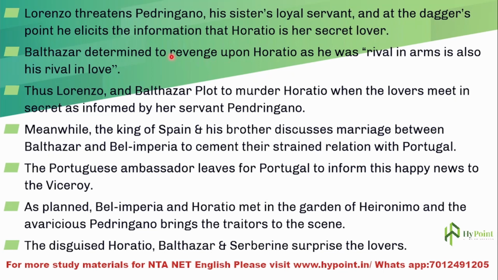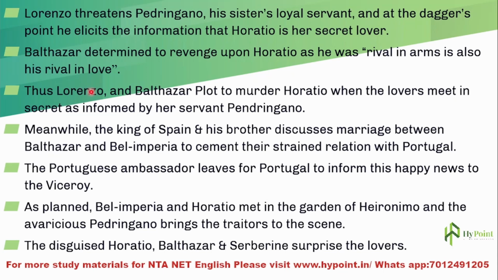And Balthazar determined to take revenge upon Horatio. Balthazar also learned about this love relationship between Horatio and Bellimperia, and he determined to take revenge upon Horatio, as he was his rival in arms and also his rival in love. Horatio and Lorenzo together captured Balthazar, and he felt that during the battle in the army Horatio was his rival, and in the case of love also he is the rival. So thinking that, Balthazar determined to take revenge upon Horatio.